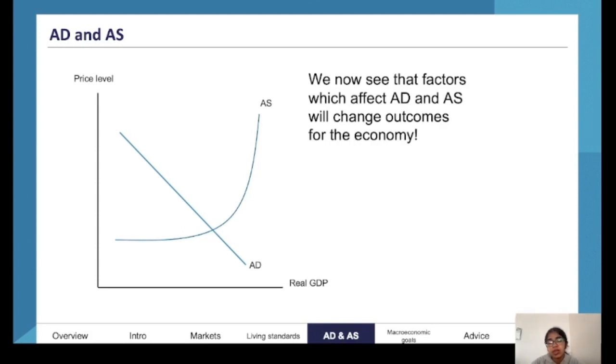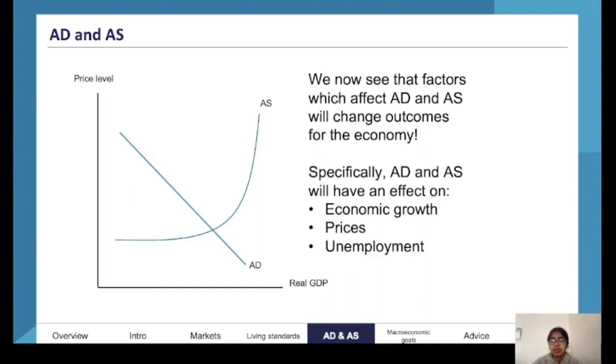Okay, so now we can see what factors affect aggregate supply and aggregate demand and how they affect the economy as a whole. If we have changes in aggregate demand and aggregate supply, that's going to affect the growth in the economy, the prices of the economy, and employment or the unemployment rate. Because we're looking at supply and demand as a whole, we're not looking at specific industries anymore. This is going to affect the entire economy. So economic growth, so growth in real GDP, prices, so inflation, unemployment rates, and so on.